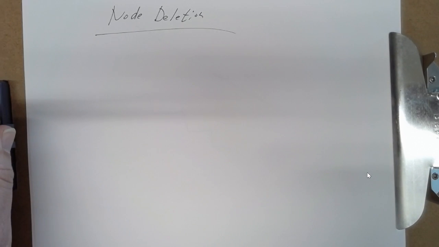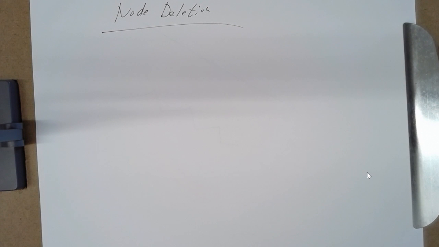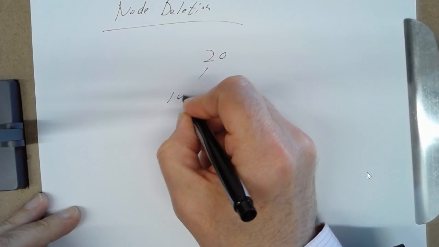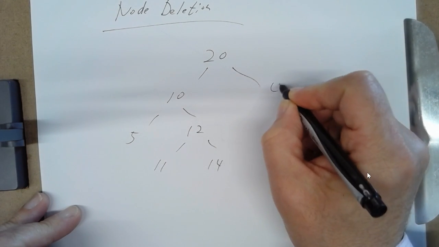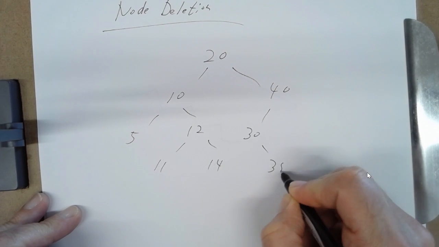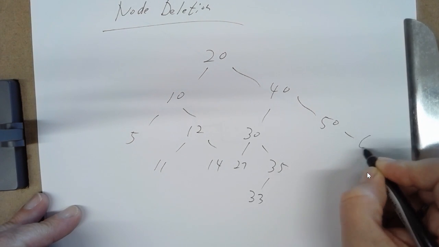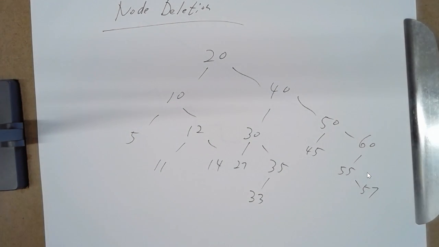All right, so let's do node deletion. Wow, what happened to my windowing? That works. Let's talk about deleting nodes from a binary tree. This isn't important, I just like doing this. All right, there's a big binary search tree.